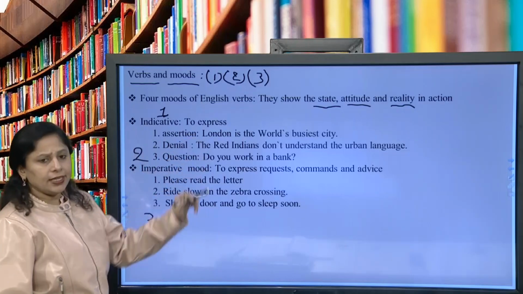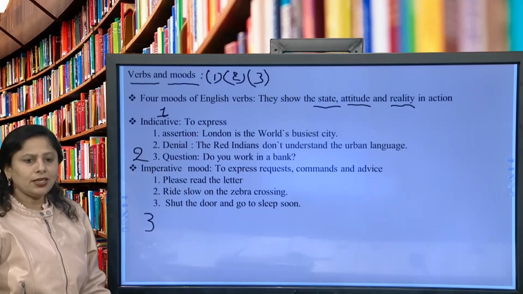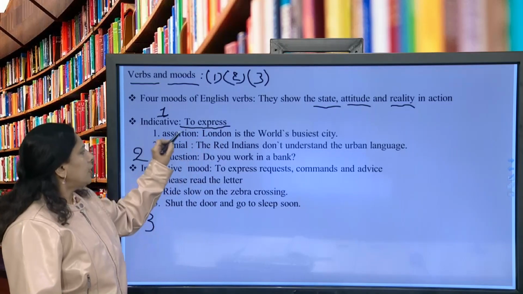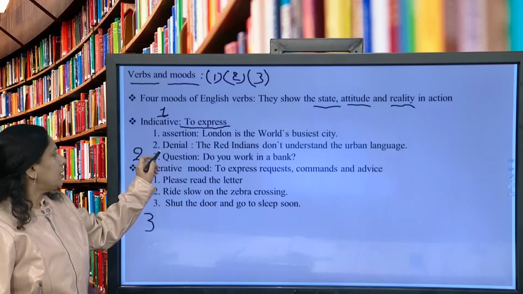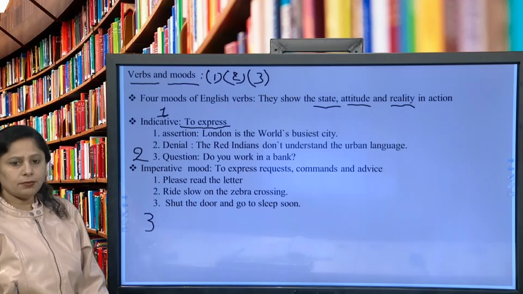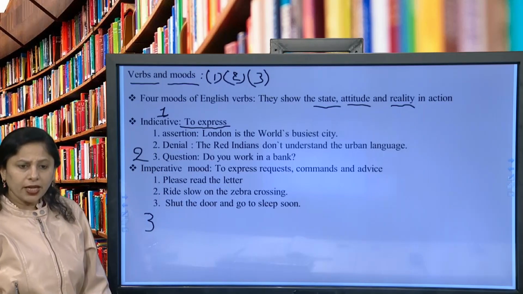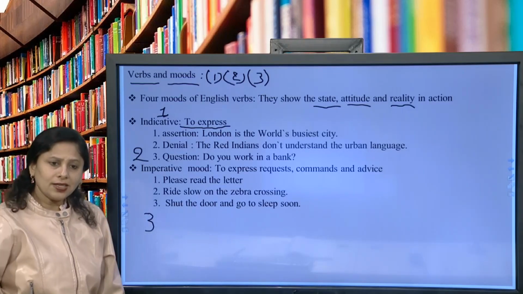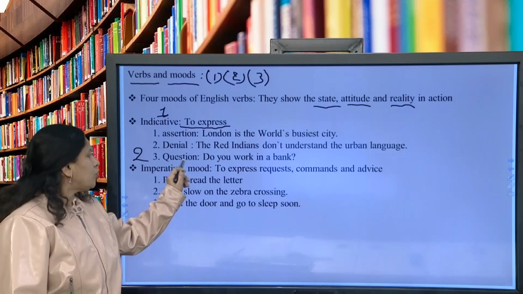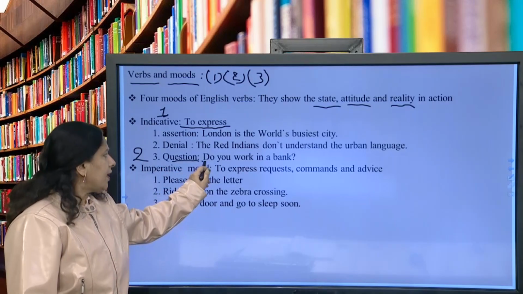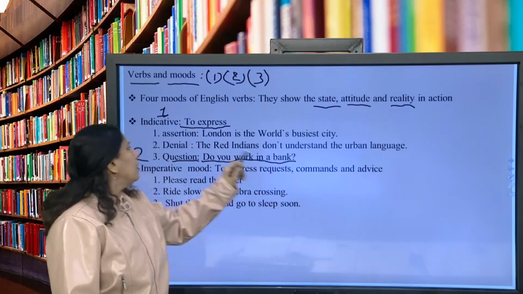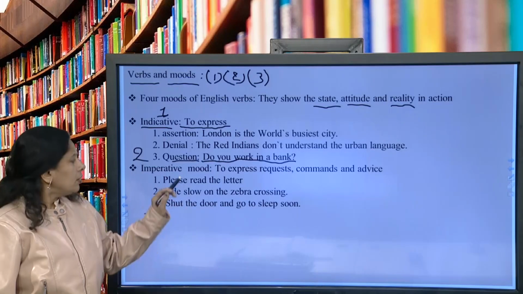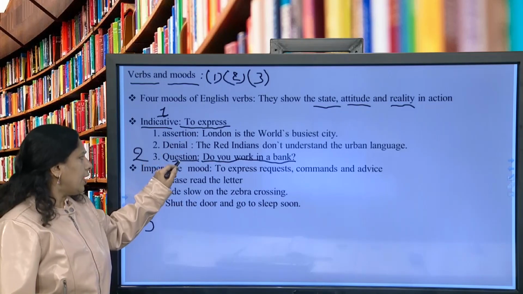First one is indicative mood. Just to express something, there is a verb and there is a mood to show the expression: assertion, denial and question. As for example, do you work in bank? Do you speak English? Do you learn mathematics? Are you interested in grammar? These are the questions just to ask and get the information. It is for the indication purpose. These verbs are known with the moods of indication.